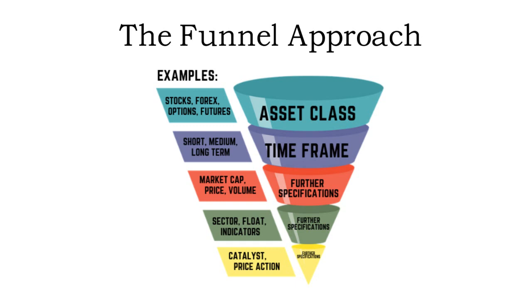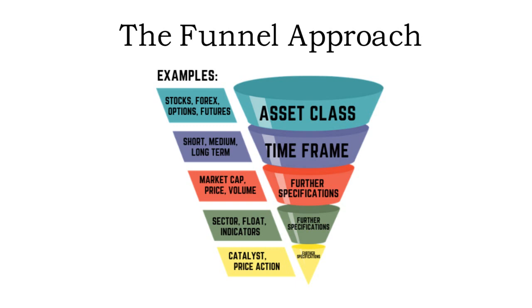And here is an example of such a thing. The first level of your funnel could be asset class. For instance, you choose which assets you want to trade in your strategy. This could be stocks, options, futures, commodities, forex, or whatever. The next level could be the time frame. Do you want to focus on short-term, day trading, or swing trading, or long-term investing?